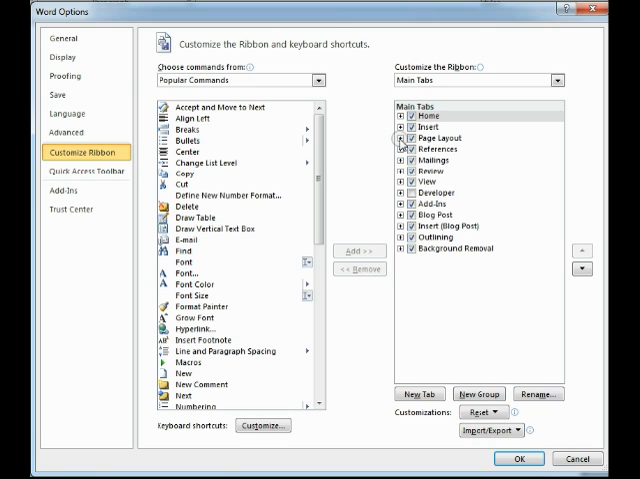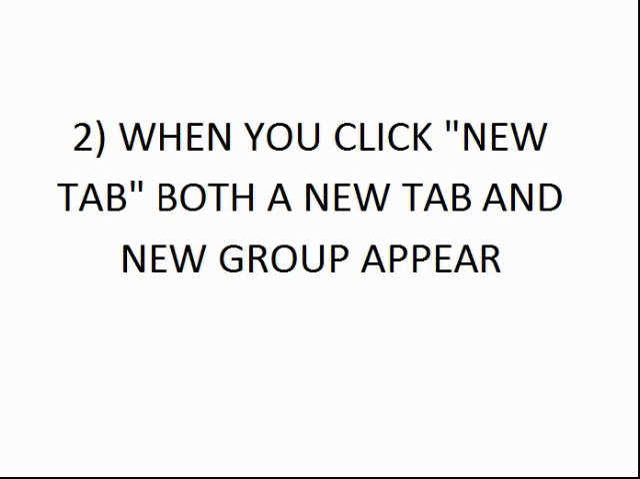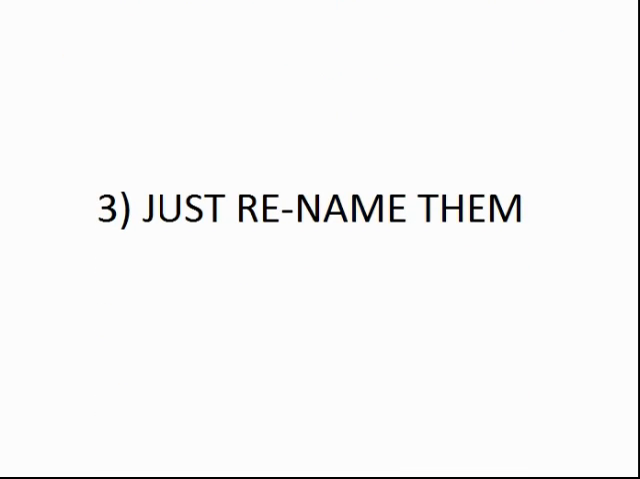Now let us imagine we are going to add a new tab between Mailings and Review. The steps are as follows. First, click on the tab before or above the position you want the new tab to appear. Then, at the bottom of the Options window, click the New Tab button, and you'll notice both a new tab and a new group appear. This is because you must add at least one group when you add a tab. Then simply rename them by selecting them and choosing the Rename button, and you have customized the ribbon.